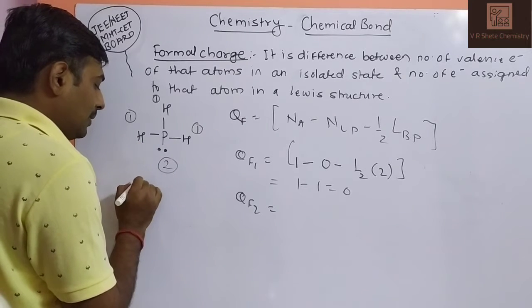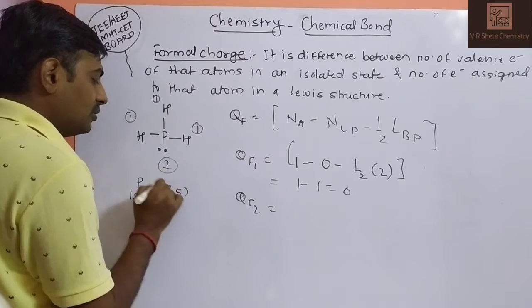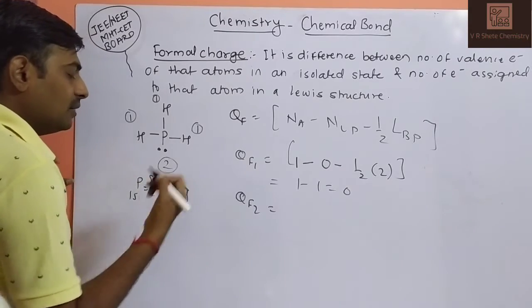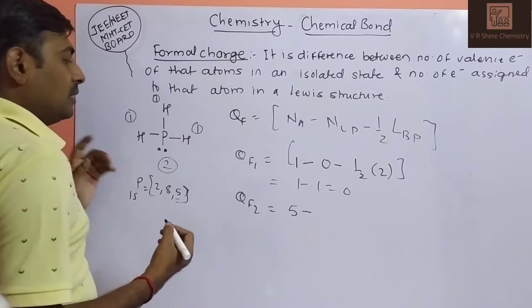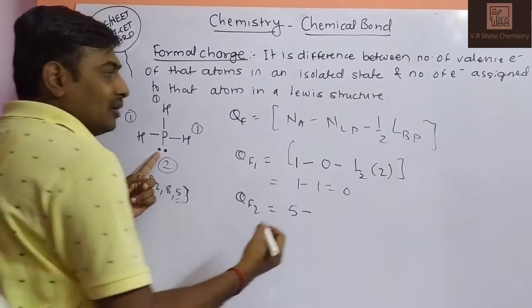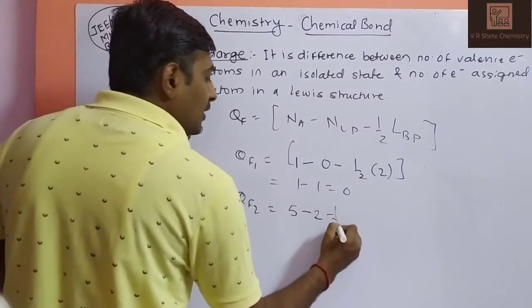Phosphorus atomic number 15, electronic configuration 2, 8, 5. So 5 electrons in the valence shell. It means 5 minus, is there any lone pair? Yes, 2 lone pair of electrons. According to this formula, 2 lone pair electrons minus 1/2 into bond pair.